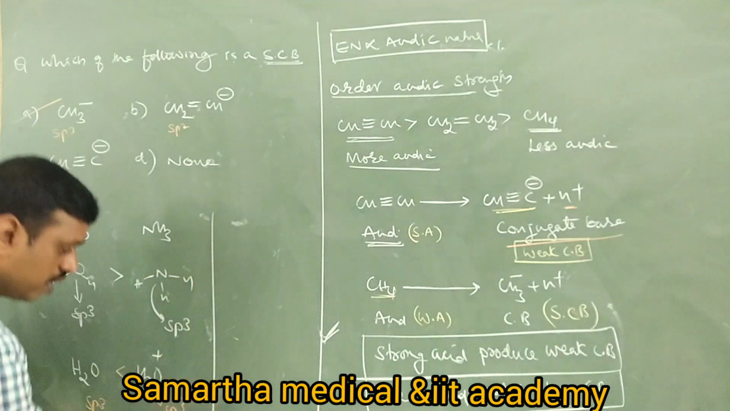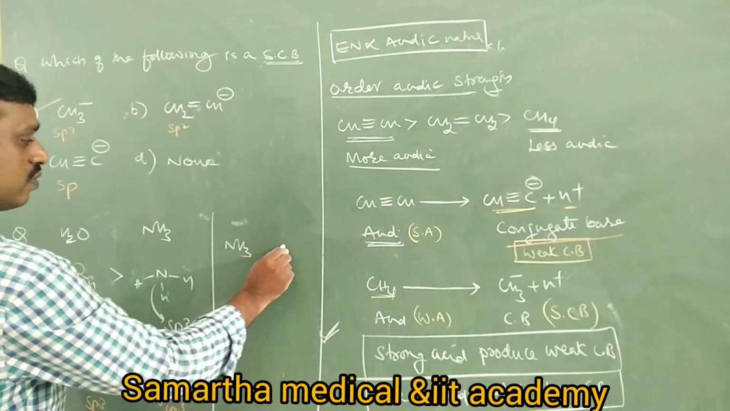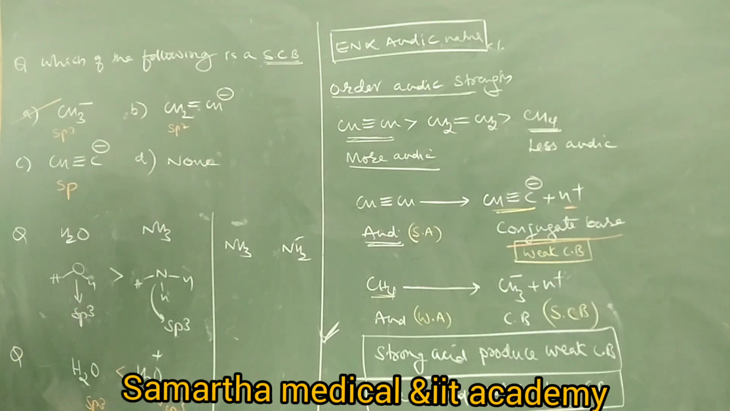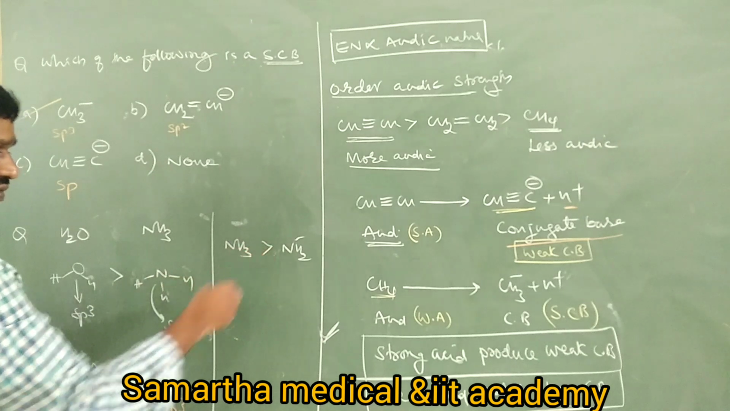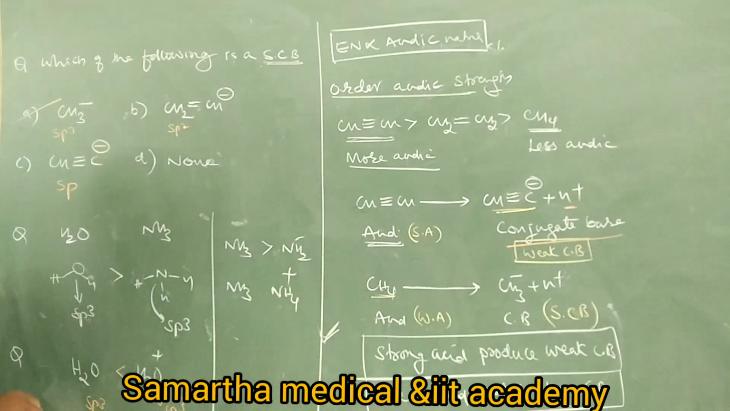Next, similarly, let us take ammonia and NH2 minus, which is more acidic? NH3. Among ammonia and ammonium ion, which is more acidic? Okay, we got it now.